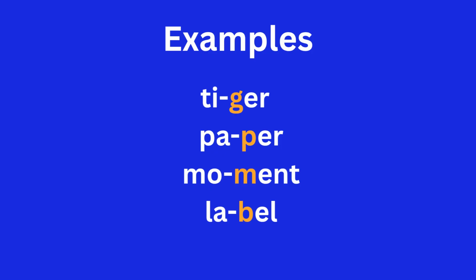Examples: tiger, ti-ger; paper, pay-per; moment, mo-ment; label, lay-bel. Notice how each word is divided after the first vowel sound and before the middle consonant. Ti-ger, pay-per, mo-ment, and lay-bel.